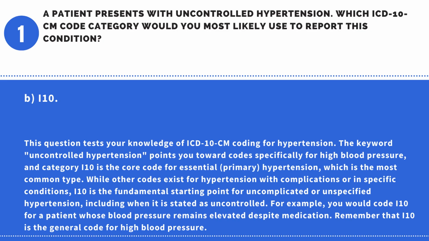Answer: B. I-10. This question tests your knowledge of ICD-10-CM coding for hypertension. The keyword uncontrolled hypertension points you toward code specifically for high blood pressure, and category I-10 is the core code for essential, primary, hypertension, which is the most common type. While other codes exist for hypertension with complications or in specific conditions, I-10 is the fundamental starting point for uncomplicated or unspecified hypertension, including when it is stated as uncontrolled.